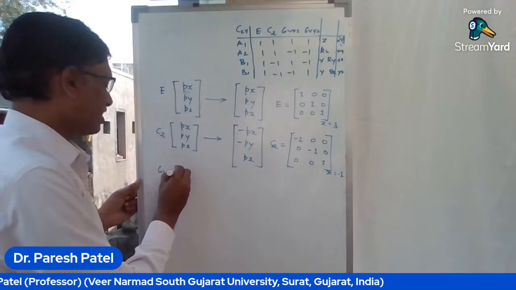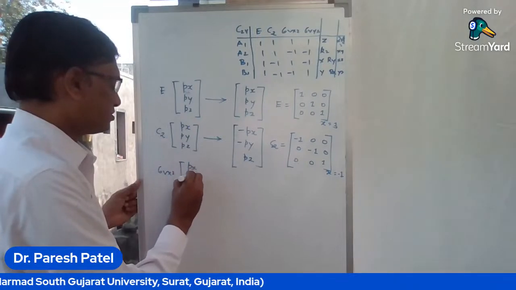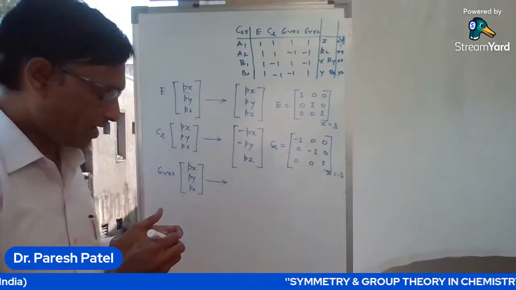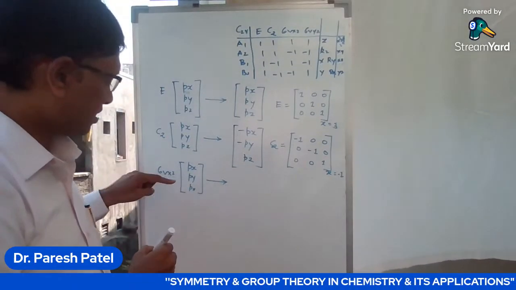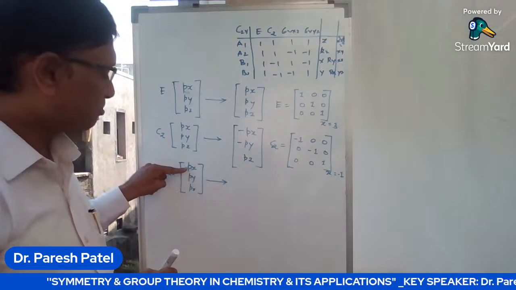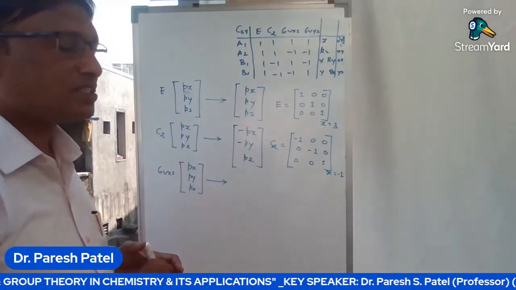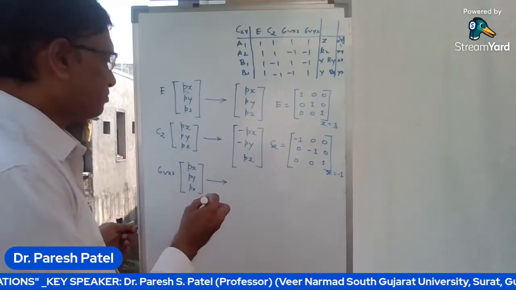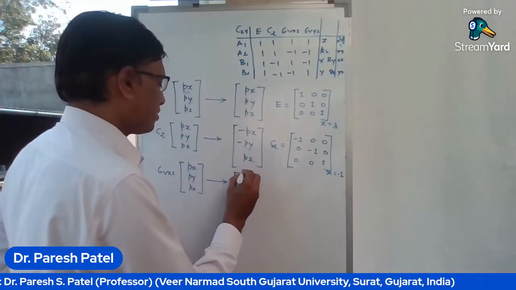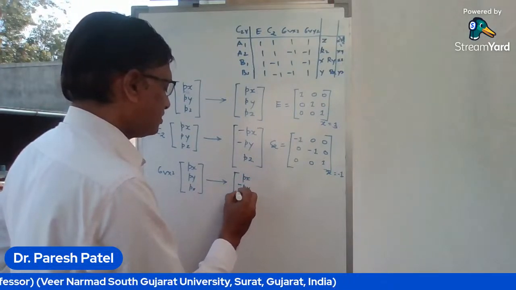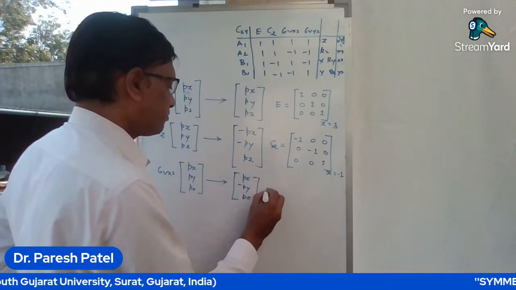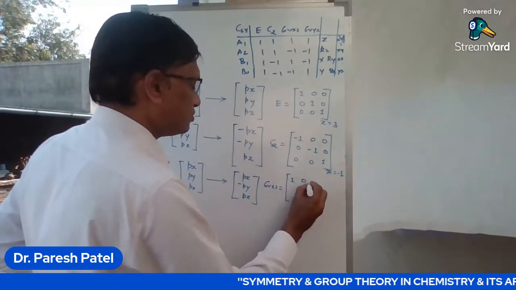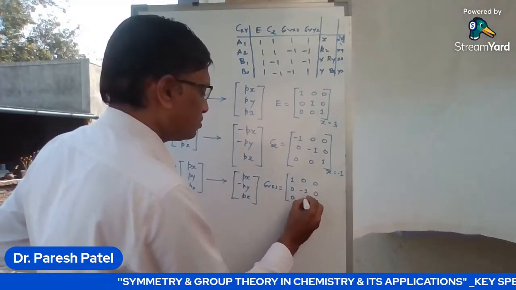Similarly, if you go for the sigma Vxz on Px, Py, and Pz, we know that there is no change in the position of Px and Pz because both these orbitals are in the xz plane, but Py will be minus Py. So that can be represented as Px, minus Py, and Pz. So sigma Vxz is equal to 1 0 0, 0 minus 1 0, 0 0 1.